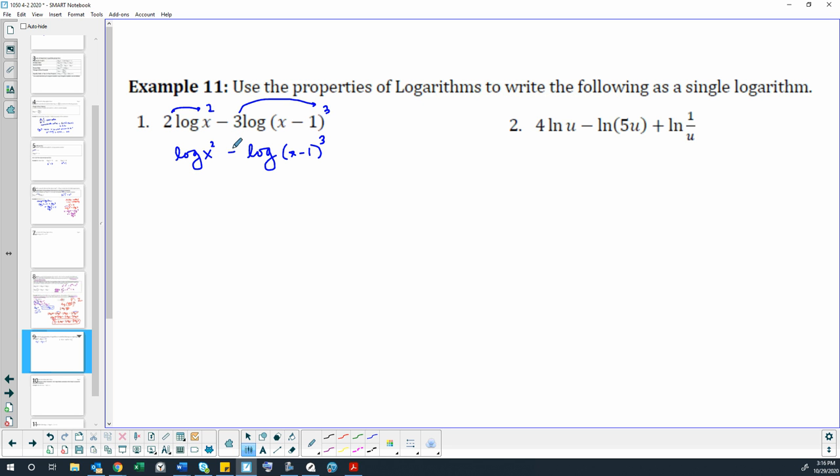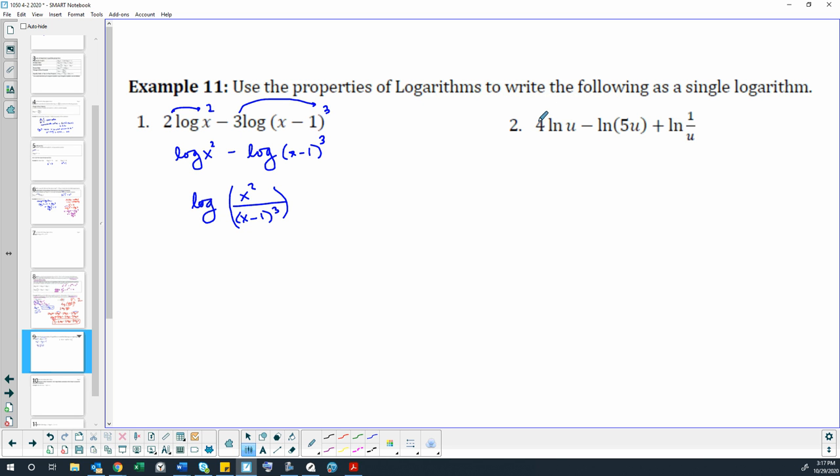So now I have subtraction, and subtraction is the quotient, it's division. So this is going to be dividing from that, right? So I have log, and then in the numerator is going to be x squared, and in the denominator is going to be x minus 1 cubed. So that is all part of the argument of this logarithm, which is base 10 because there's no number there. So I have written my expanded logarithm as a single logarithm now, and I've completed the instructions of the example, writing it as a single logarithm.